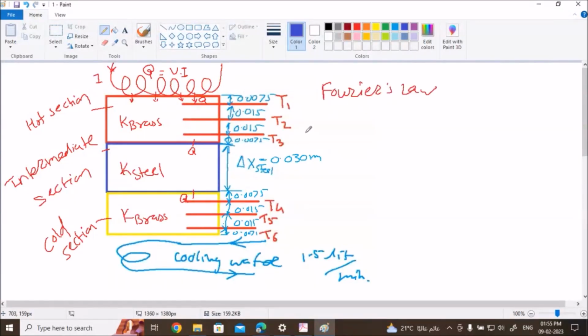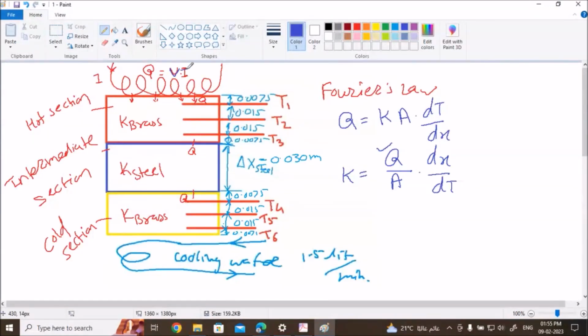Now Fourier's law states that the amount of heat flow through this metal bar is given as Q equal to the thermal conductivity of the material, K, times the area of flow, times dT by dx. Now my target is to find out K. So K is equal to Q, and A goes down, so K equals Q dx by A dT. As I can measure the voltage and current, I can find Q. Q is known to me.